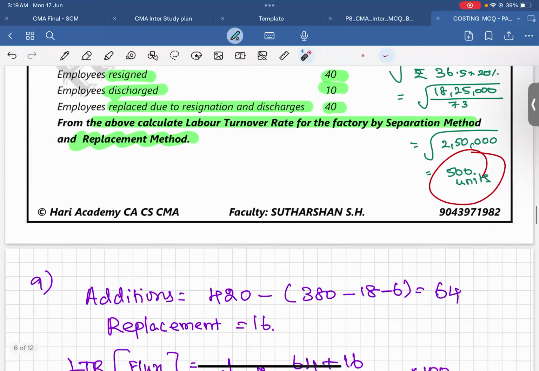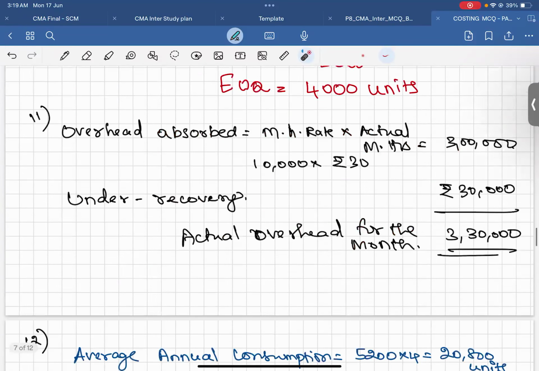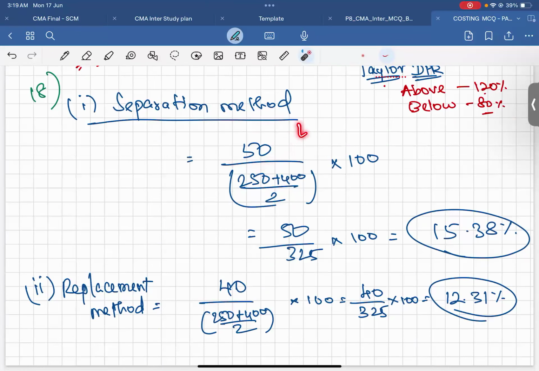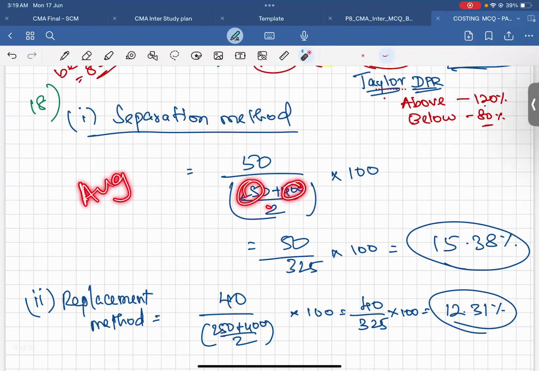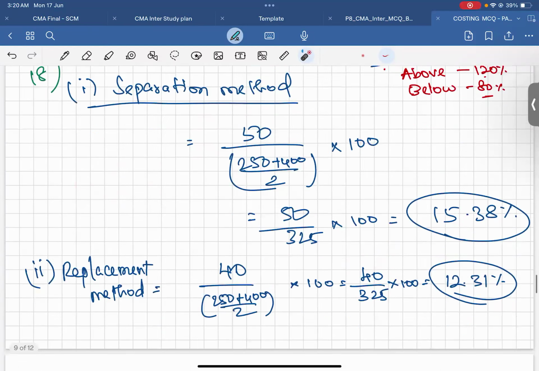They are asking labor turnover rate for the factory for the separation method and replacement method, two different methods separately. They are not asking the flux method. What is the separation method? Separation is the number of members separated. That is 40 plus 10, that is 50. 50 members have got separated. So 50 divided by 325. How is this 325 arrived? It is arrived by using the average: opening plus closing divided by 2. So 650 divided by 2 is 325. So 50 divided by 325 into 100 will become 15.38 percentage as the separation method.